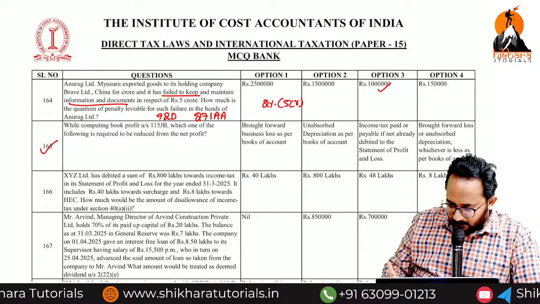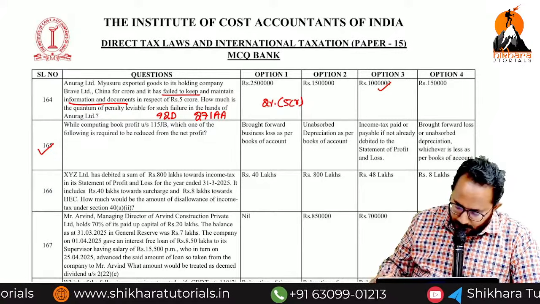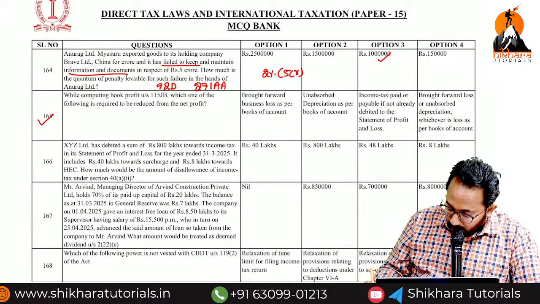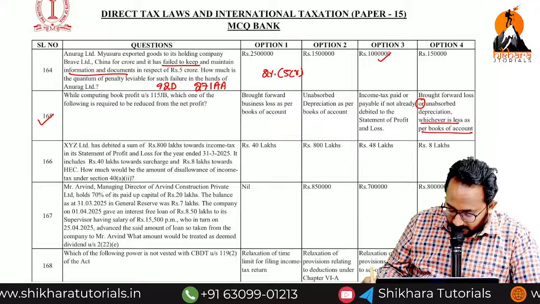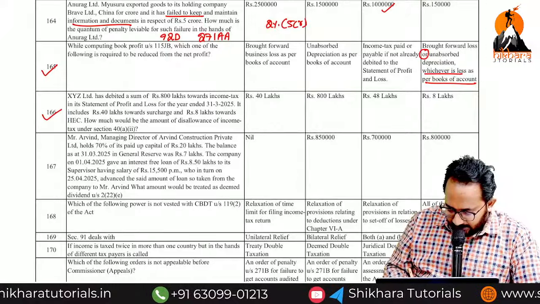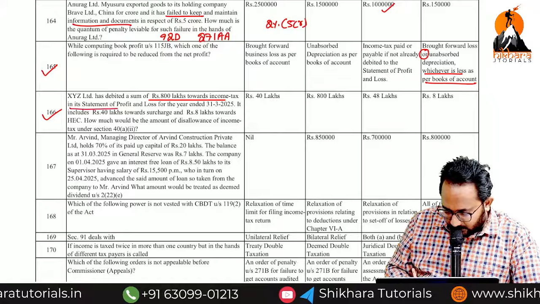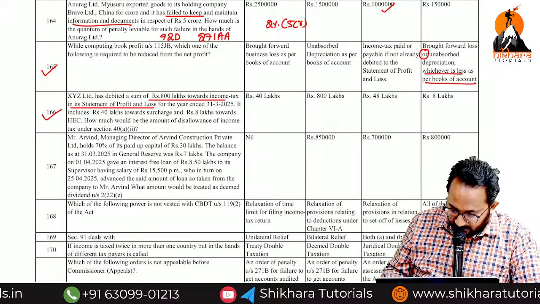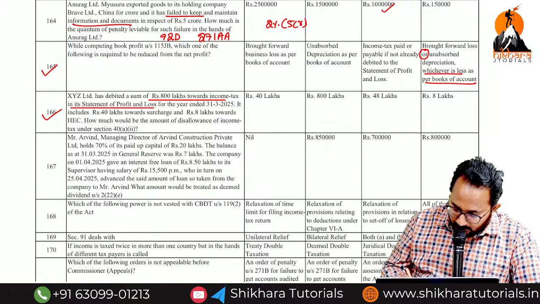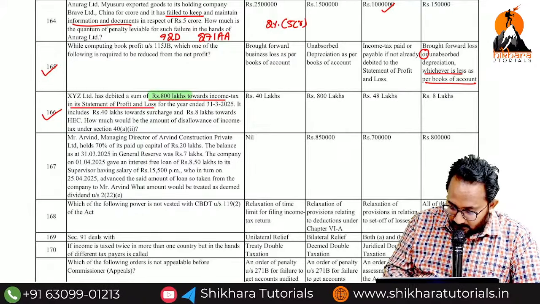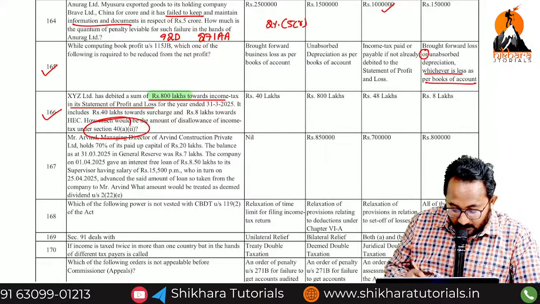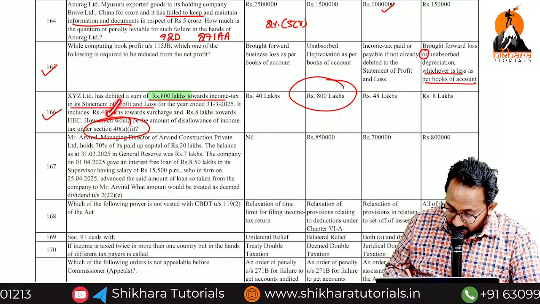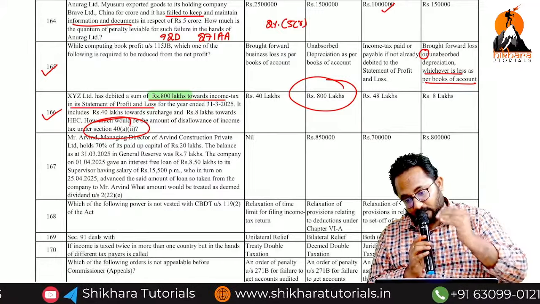Which one of the following can we reduce from the book net profit for computing the book profit? Opening depreciation, unabsorbed depreciation, brought forward loss, whichever is lower as per books of accounts. Next, 800 lakhs towards income tax in the profit and loss account, but it includes 40 lakhs surcharge and 8 lakhs health and education cess. But remember, income tax always includes everything. Can you tell me if income tax is allowed or disallowed? Disallowed. The entire amount we have to disallow, that is 800 lakh, including the health and education cess and surcharge.